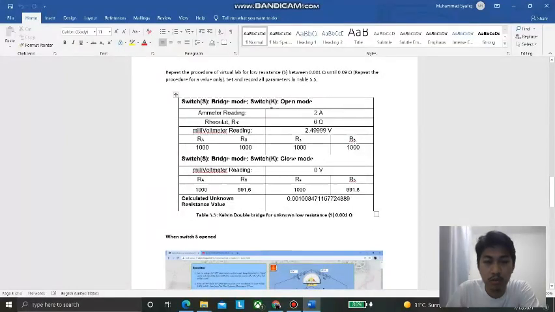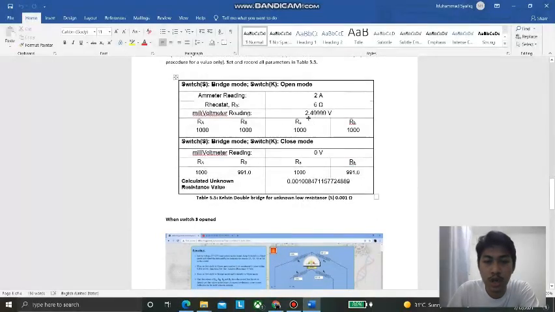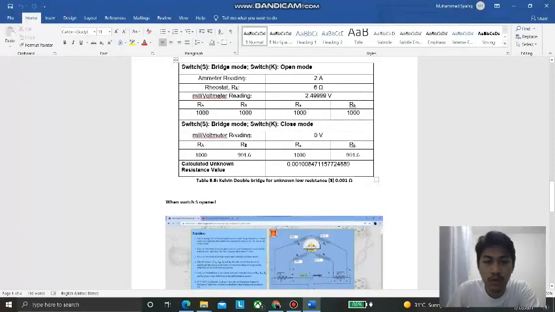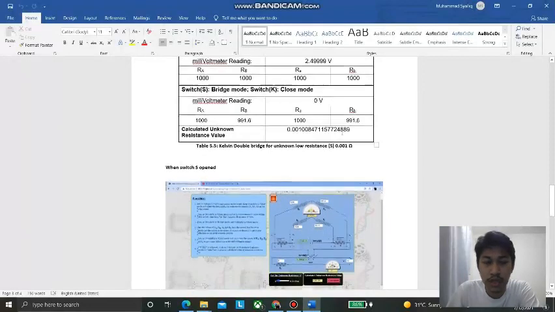And then when the switch K is in open mode, we found that our ammeter reading is 2 ampere, our resistor is 6 ohm, and our millivoltmeter is 2.499 volts. And we still use the same value of our resistor for RA and RB, which is 1000. But when the switch K is in the closed mode, we found that our millivoltmeter reading is 0 volts, and we change our RB here and RB here to 991.6 ohms.